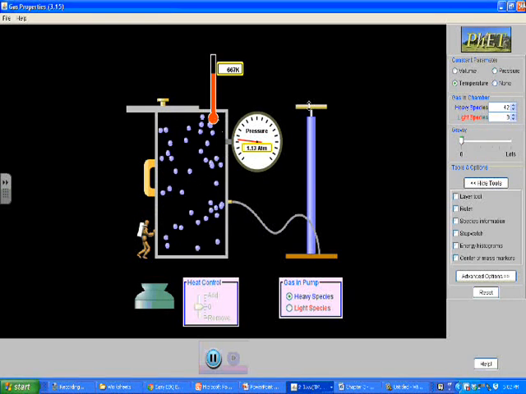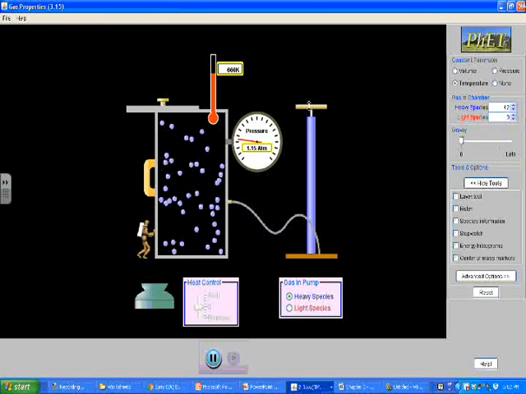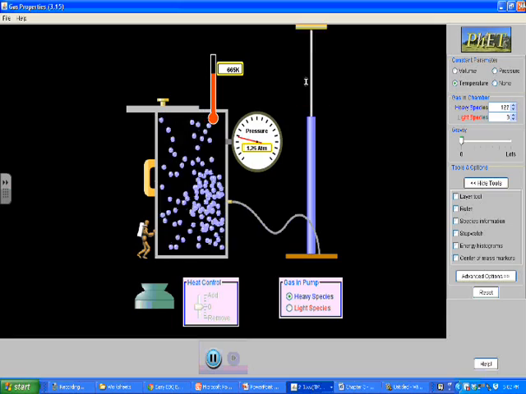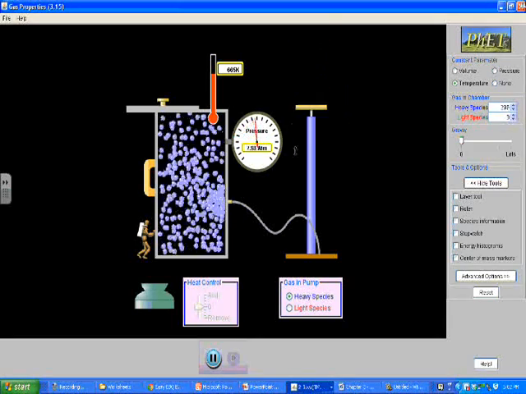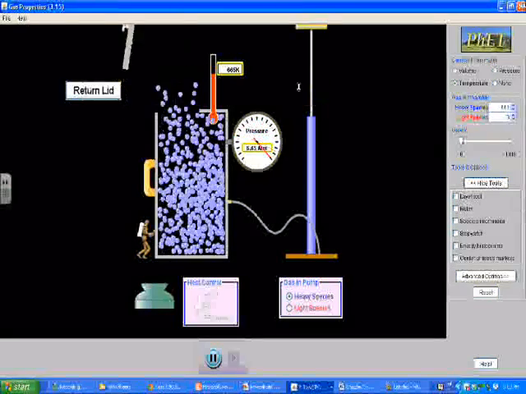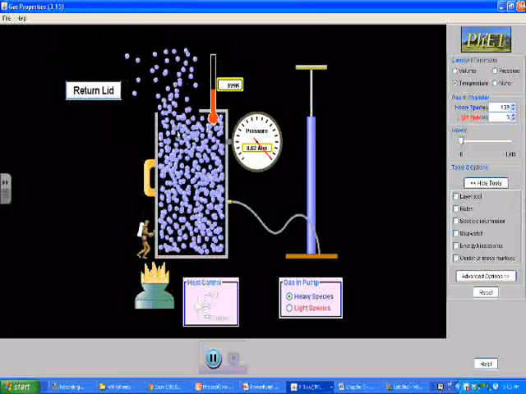And what happens to a balloon if you put too much gas in it and it has too much pressure? Right? What happens to that balloon? It bursts, just like this is going to burst.